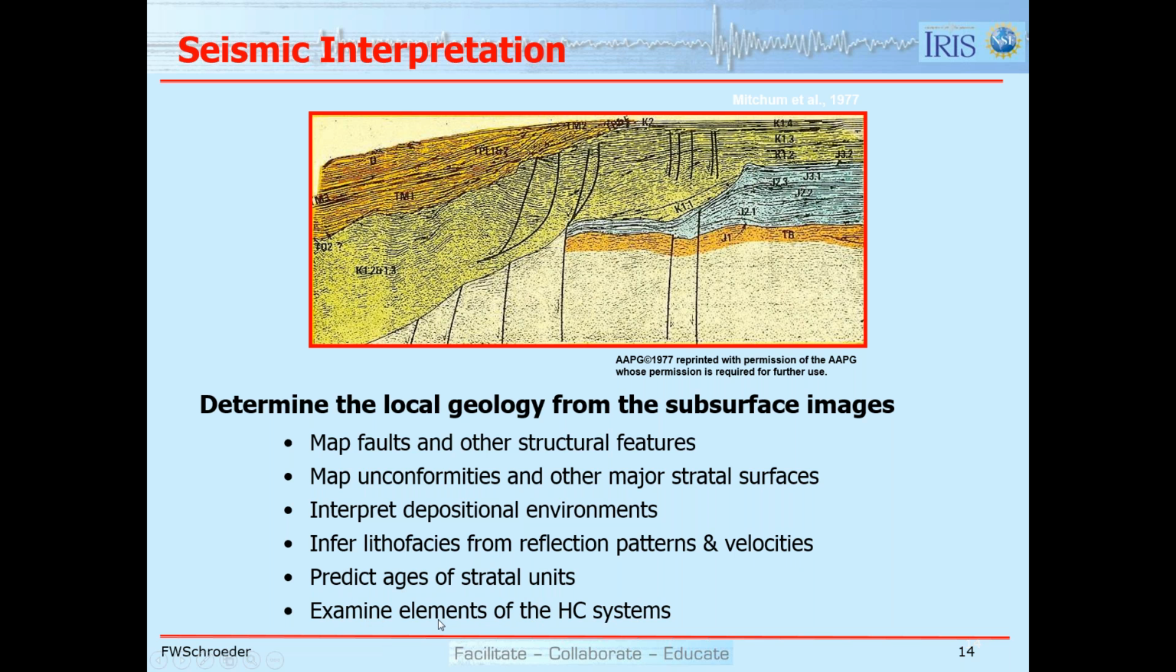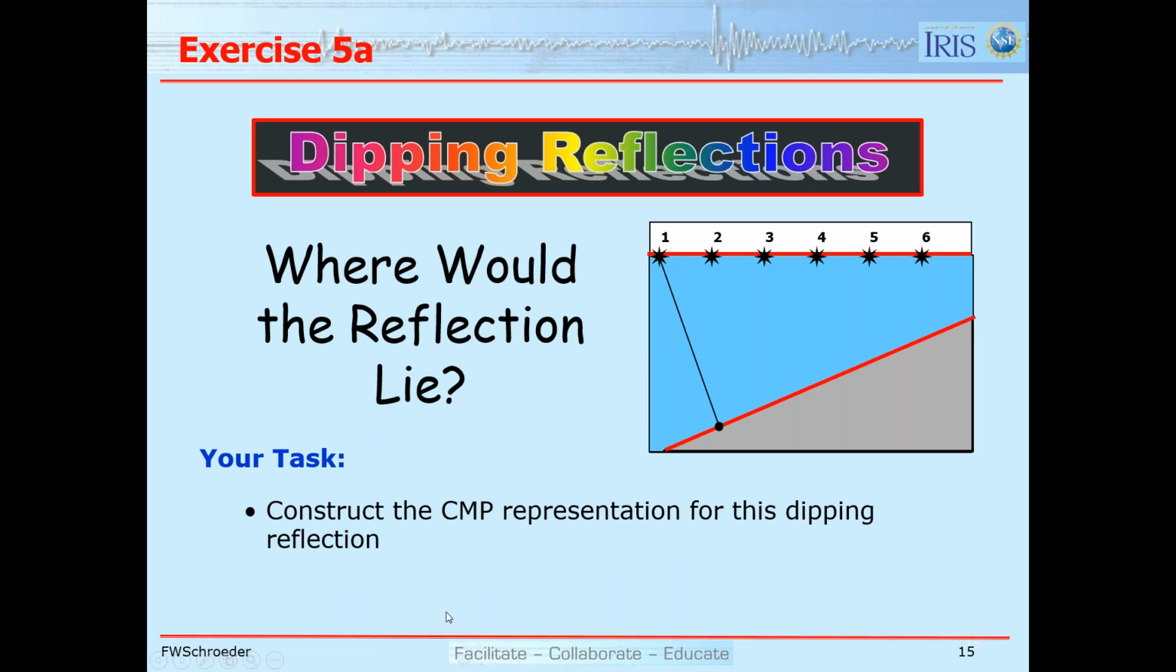Well, what are these elements, Fred? Well, that was our topic in, I think it was lesson 2. That's the source, reservoir, trap, seal, and migration. So there are 3 exercises associated with lesson 5.